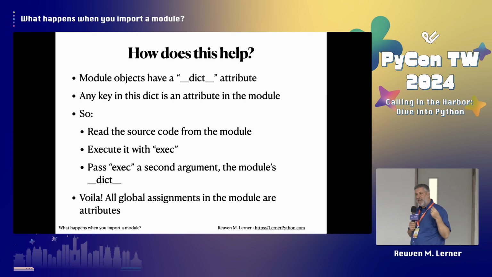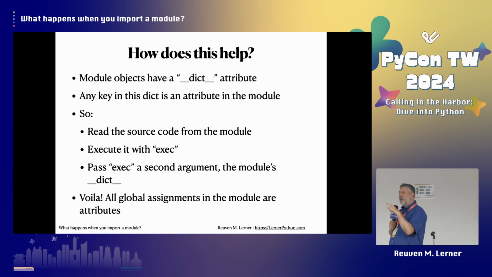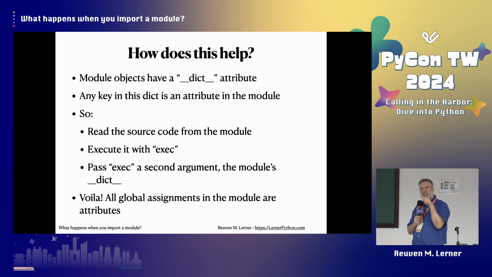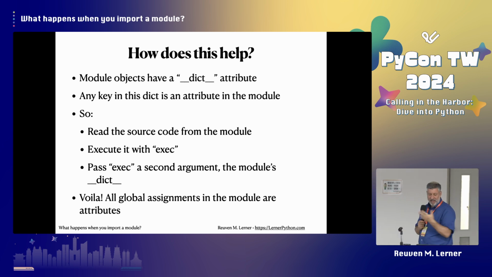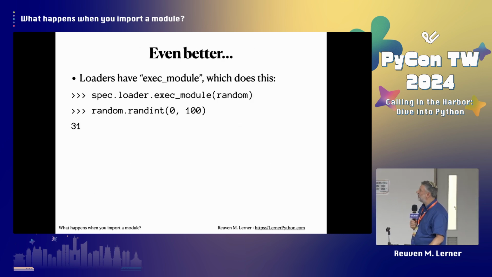And this is one of those things I did not pay attention to for years, right? How can it be that it feels like all the things in my module are global variables, but after I'm done loading, they're all attributes on the module object. And this is how it happens. And sure enough, we can say spec.loader.exec_module random, and that's exactly what it does. Basically it goes to the module, sucks up all of the variables that were defined there, and then it gives us a module object, and that module object then, of course, has methods and classes and all that other stuff.